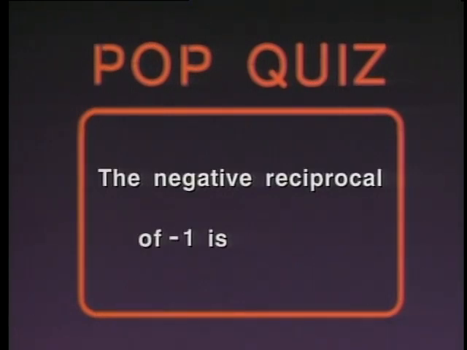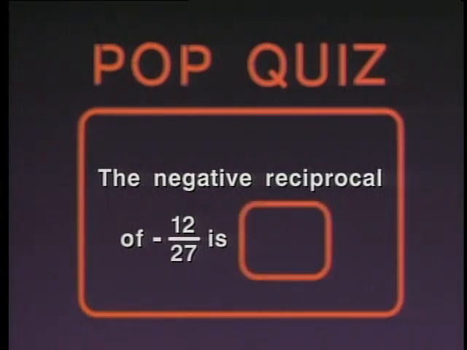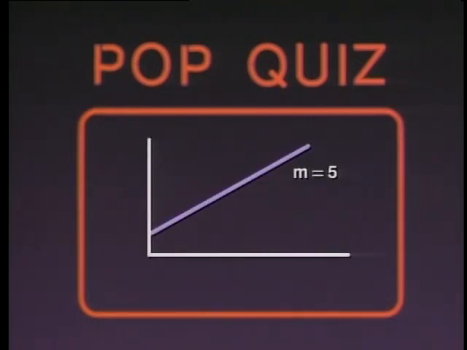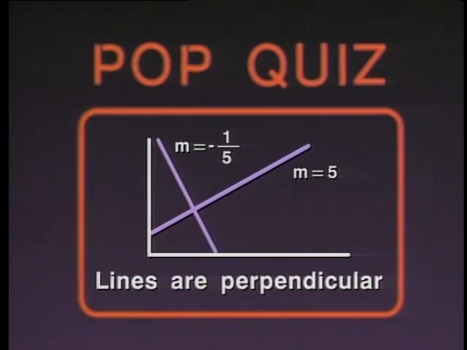The negative reciprocal of negative 1 is 1. The negative reciprocal of negative 12 over 27 is 27 over 12. So if you know the slope of this line is 5, and the slope of this line is negative 1/5, what can you say about the lines? The lines are perpendicular.